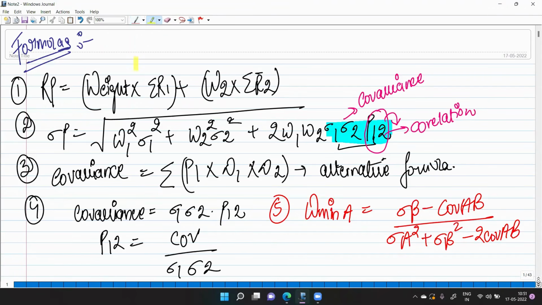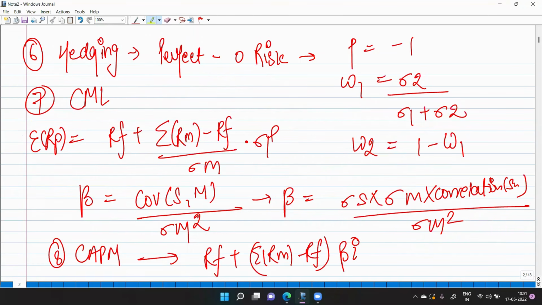Before we move forward, I request you to write all the formulas on one sheet, so that whenever you are solving a question you can refer to that formula and you don't have to go back again and again. So this is the return of the portfolio. This is the risk of a portfolio. This is the covariance formula. And this is when you need minimum risk in your portfolio. Then when you need zero risk, these are the two conditions. This is the formula for CML, this is for the beta, and this is for the CAPM.